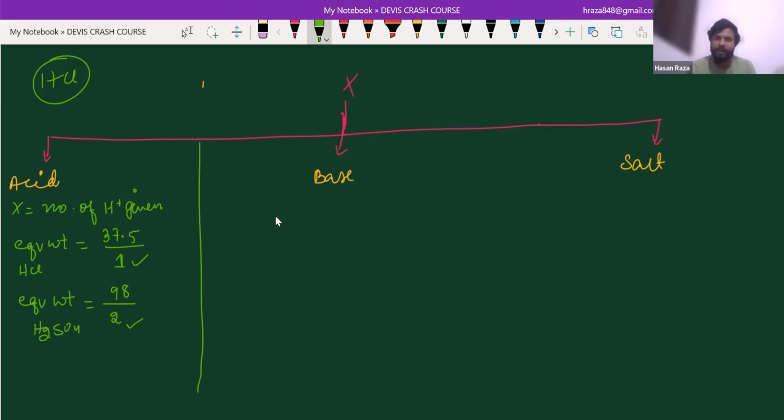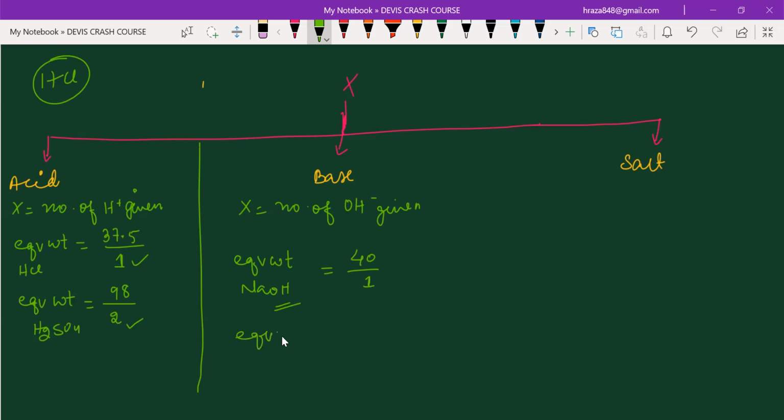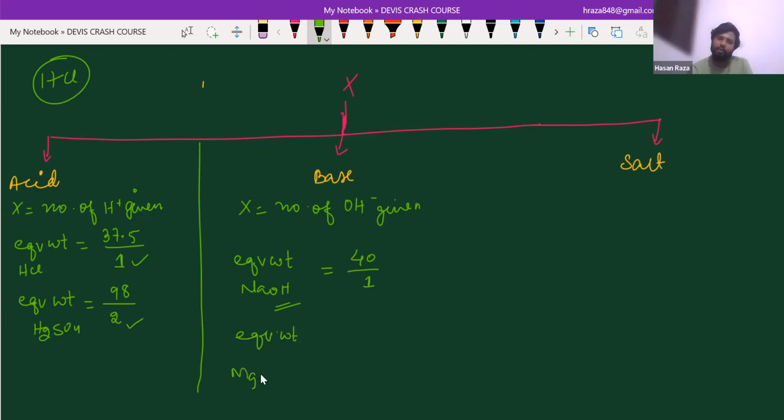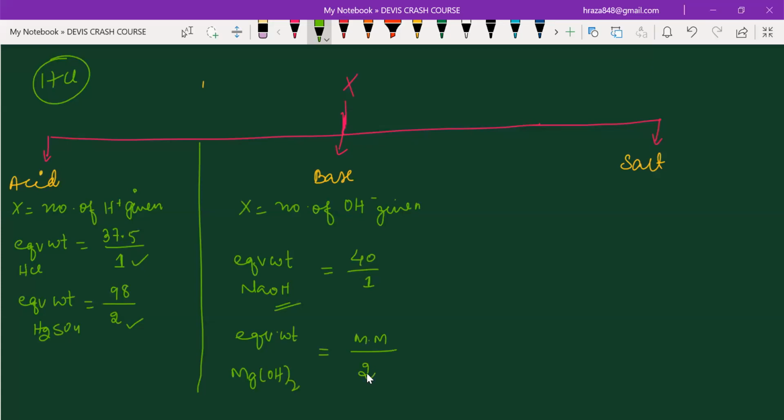Now see, what is a base? For a base, x is equal to the number of OH minus given. So if I ask you the equivalent weight of NaOH, what will it be? 40 by 1, because it will give 1 OH minus. Equivalent weight of Mg(OH)2, can you tell me? The molar mass of Mg(OH)2 is divided by 2.